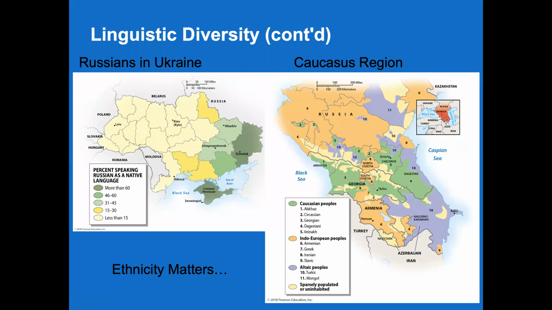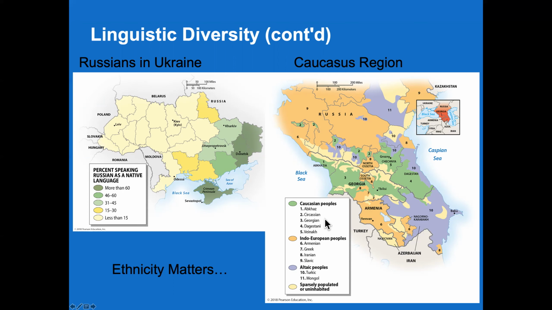Here's a way of looking at language from the Ukraine perspective. So Ukraine, the further west you go, the less Russian it is. The further east you go, the more Russian it is, because of proximity to the Russian border. That makes sense, right? The Caucasus region, this is an area that contains what we call Georgia, Armenia, Azerbaijan, and that whole area there is very volatile, but it has a variety of languages that are spoken.